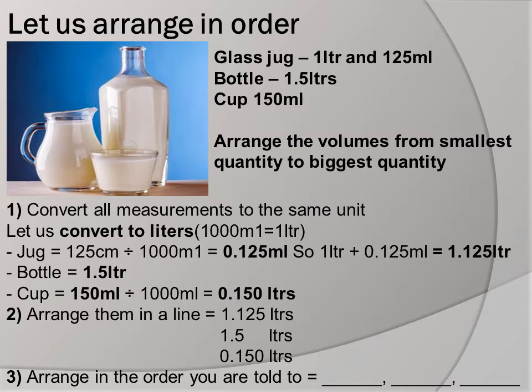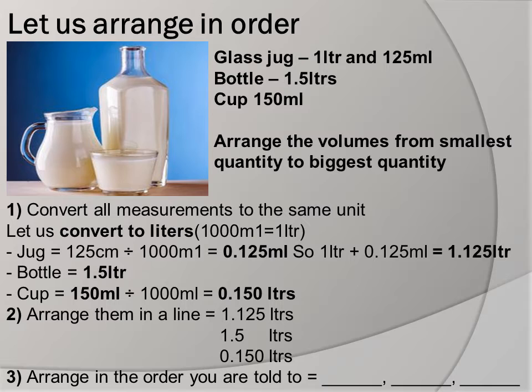So we have 1 liter already. We'll add the 1 liter to 0.125. We have 1.125 liters. Don't forget the units. Don't leave the answer in milliliters. The answer is being converted to liters, so it's now liters. Now, what about the bottle? The bottle is 1.5 liters. Do we need to do anything to convert the answer again to liters?